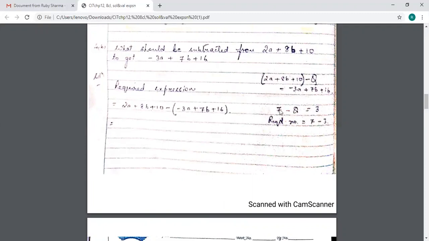Now what you do? This is just for understanding, in the beginning. Once you get to understand, once you know how to do it, you can directly write down. So how will you find this q? All of you know it's 4. But how are you getting 4? You're subtracting 7 and 3, isn't it? 7 minus 3. That means you're subtracting 2a plus 8b plus 10 minus 3a plus 7b plus 16. Isn't it? So you arrange it like this. And then after this, you do the sums.